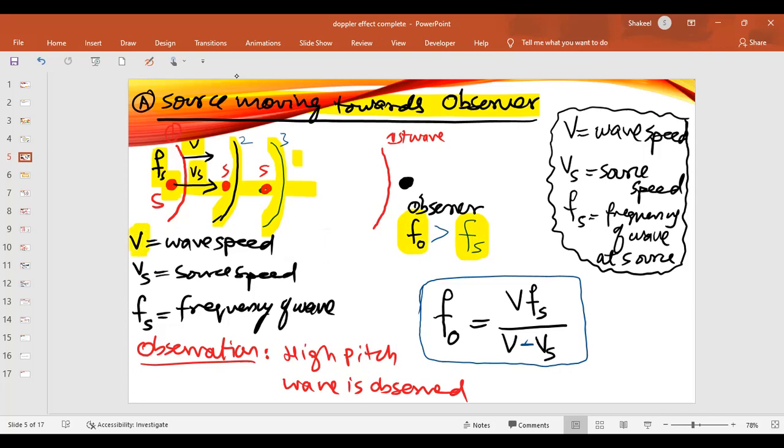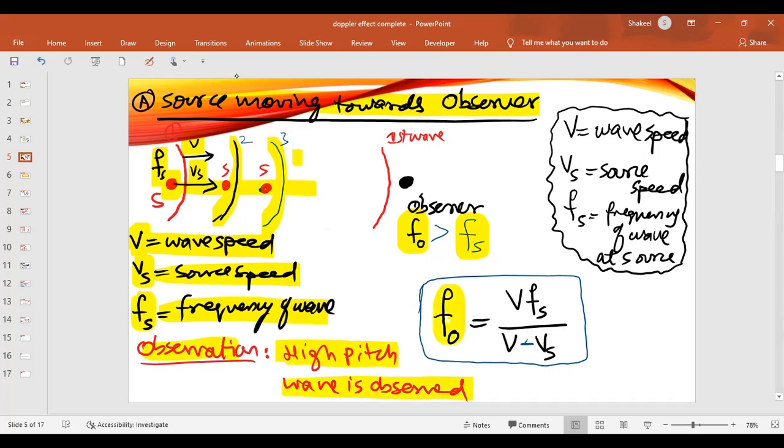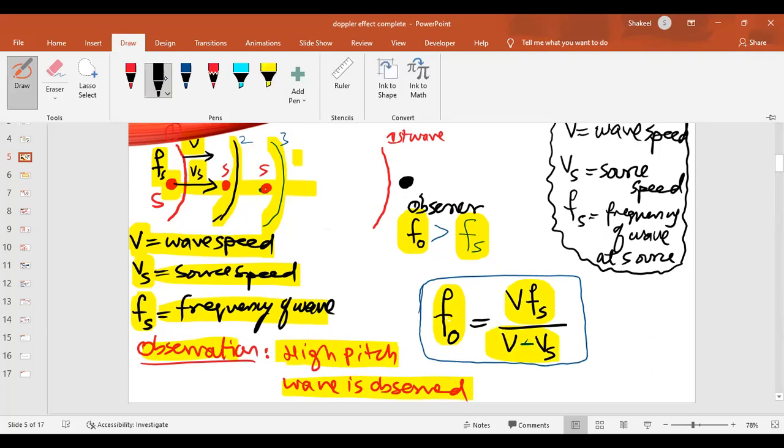Let's look at some of the terminology. V is the wave speed, Vs is the source speed, Fs is the frequency of the wave produced by the source, and F naught is the frequency of the wave observed by the observer. If the source is moving towards the observer, the observer will observe a high pitch sound. The formula you are going to use is F naught equals V Fs over (V minus Vs). This is the formula which is given in the data booklet.